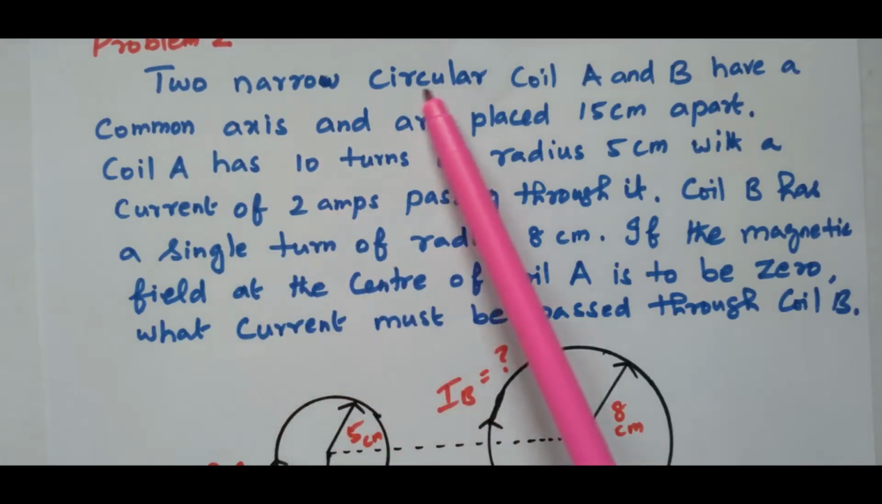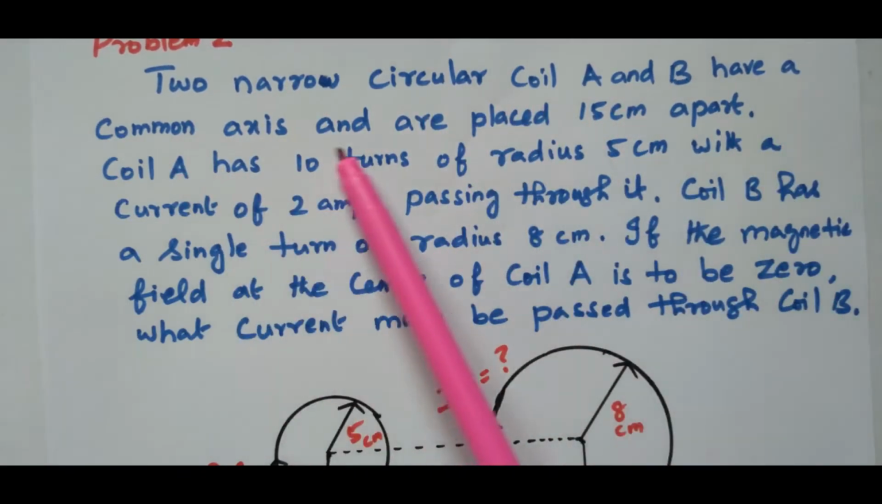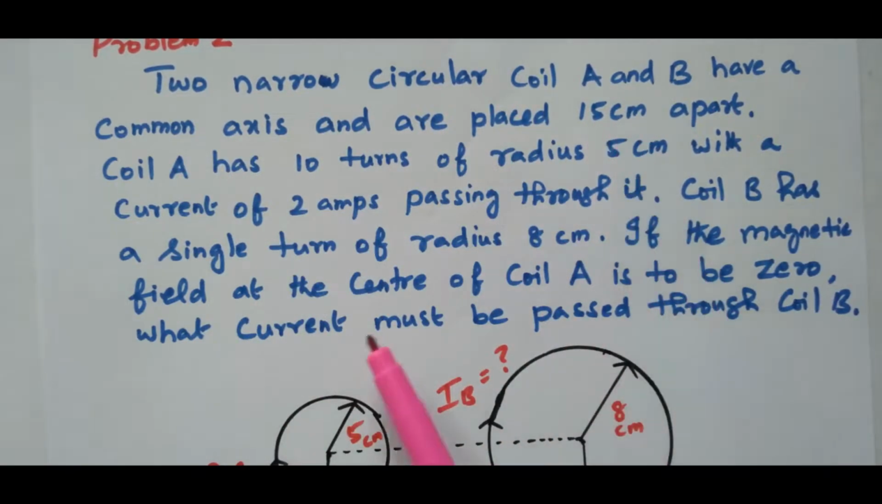So the two circular coils A and B are placed at a distance of 15 centimeters. Coil A has 10 turns of radius 5 centimeters and the current is 2 ampere. Coil B has a single turn of radius 8 centimeters. If the magnetic field at the center of coil A is to be 0, what current must be passed through coil B?